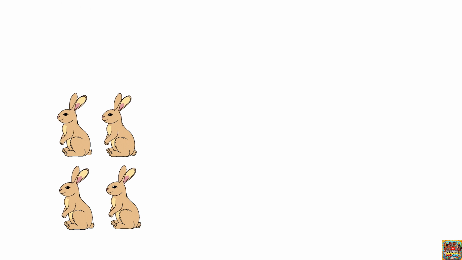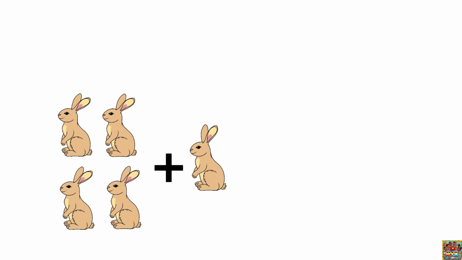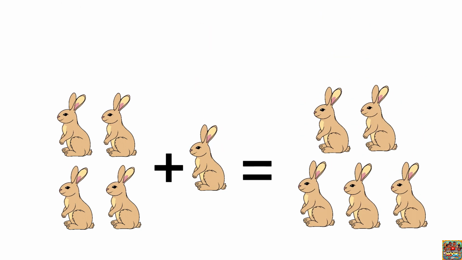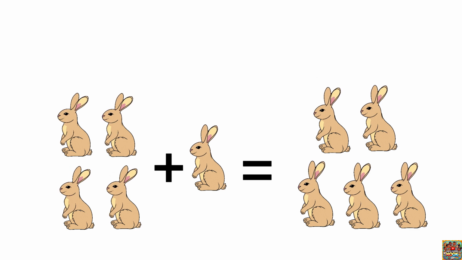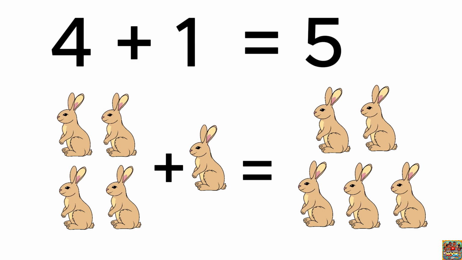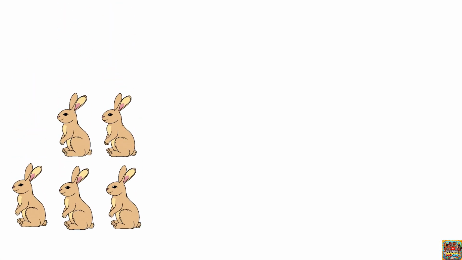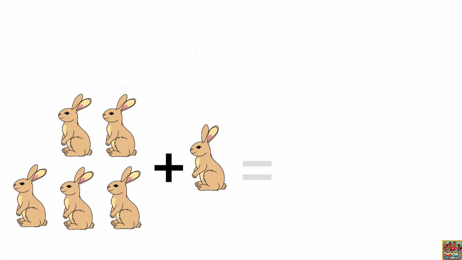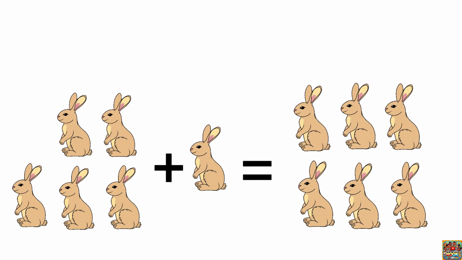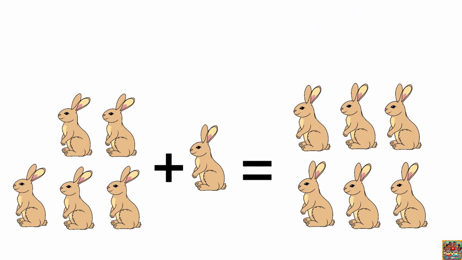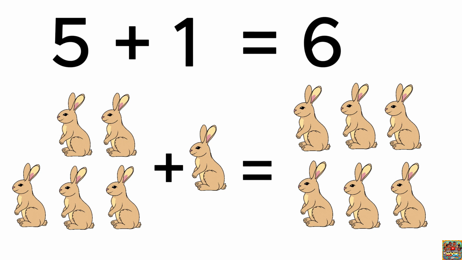4 rabbits plus 1 rabbit equals 5 rabbits. It means 4 plus 1 equals 5. 5 rabbits plus 1 rabbit equals 6 rabbits. It means 5 plus 1 equals 6.